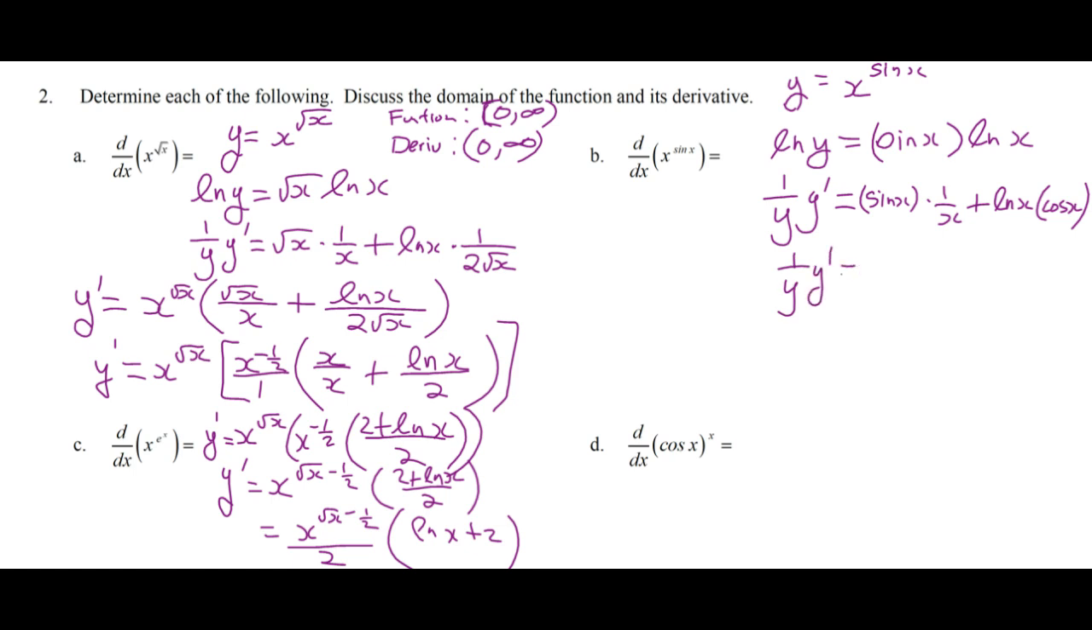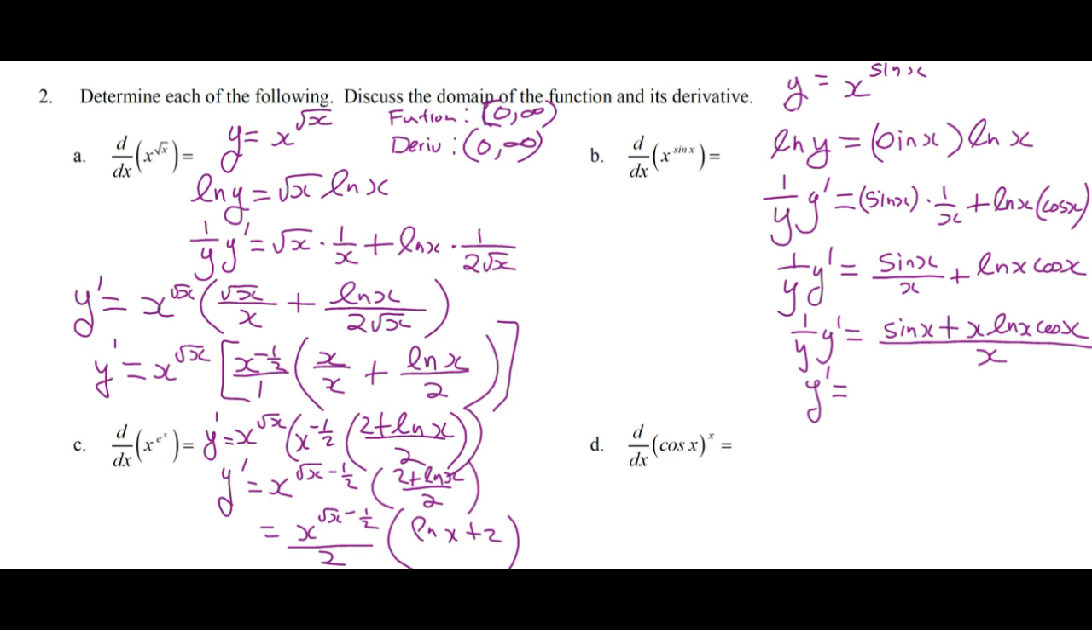One more line here. It might be worth combining these guys, right? Getting a common denominator. So that'll be sine x plus x ln x cos x all over x. Okay, so we're just going for common. So we've got to multiply the ln x cos x by x over x. So we've got a common denominator. And then y prime is equal to, what is it? x to the sine x.